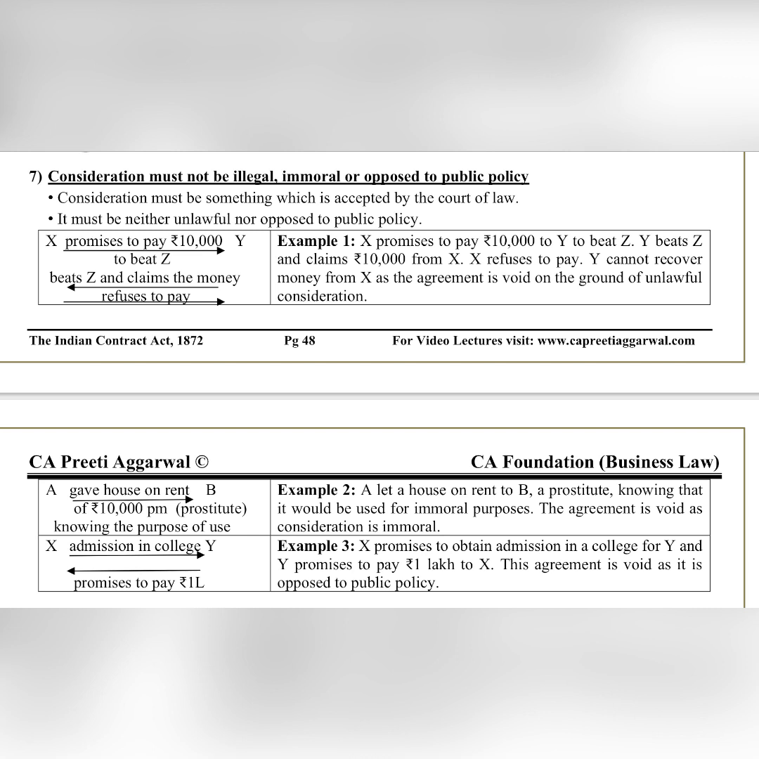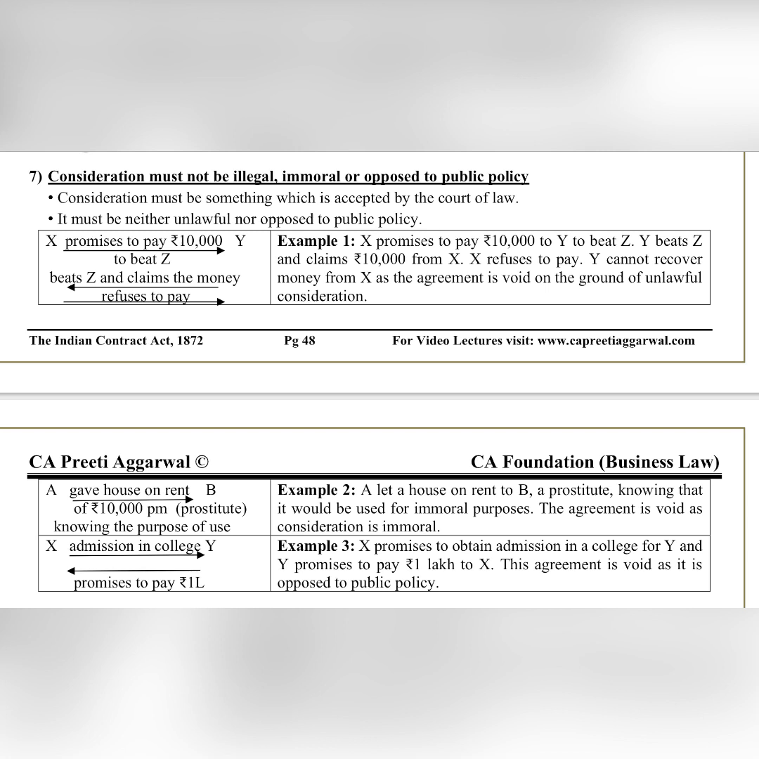Your consideration must not be something which is illegal, that is forbidden by law. It should not be immoral, that is against the society, against our values, our systems, our upbringing. Like X promises to pay 10,000 rupees to Y to beat Z. Now beating is unlawful. That is not valid consideration. A gave house on rent to a prostitute. That rent will not be valid consideration because the giving of the house on rent to the prostitute, knowingly that she's going to use it for those activities, is considered immoral. So that rent will not be valid.